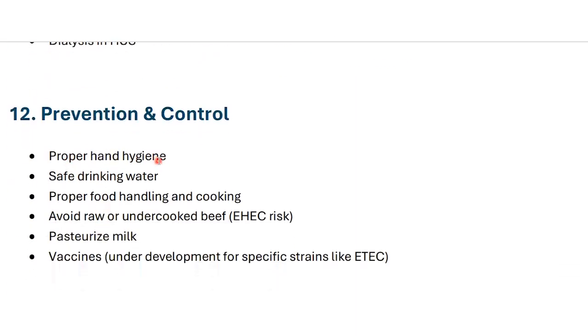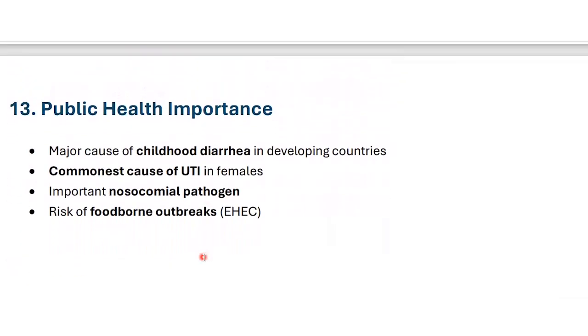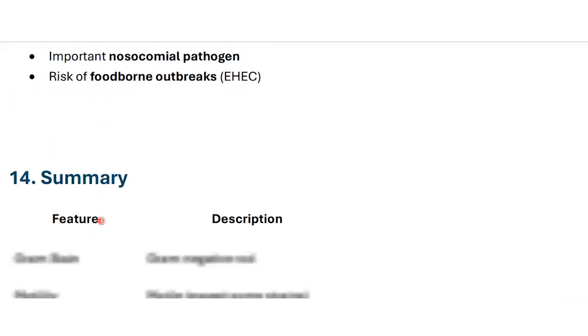Prevention: proper hand hygiene, safe drinking water, proper food handling and cooking, avoiding raw and undercooked beef, pasteurized milk, and vaccines under development for specific strains like ETEC. Public health importance: a major cause of childhood diarrhea in developing countries, and the commonest cause of UTI in females due to the anatomy of the female. An important nosocomial pathogen, with risk of foodborne outbreaks.